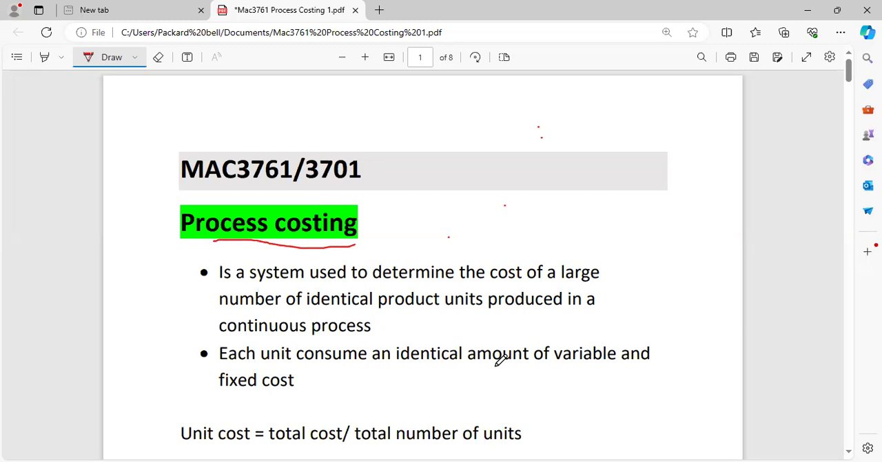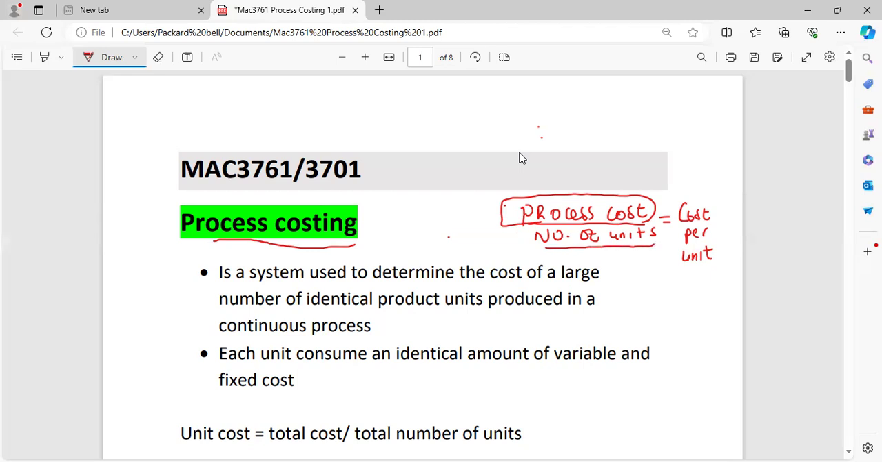So what it means then is when you are calculating the cost of the product, then you need the process cost over number of units produced. So that is going to be the cost per unit. So that's process costing, which means the process will cost a full amount for the process. Then at the end of the process, then you need to determine how many units were produced. Then you can get the cost per unit. So that's basically process costing.